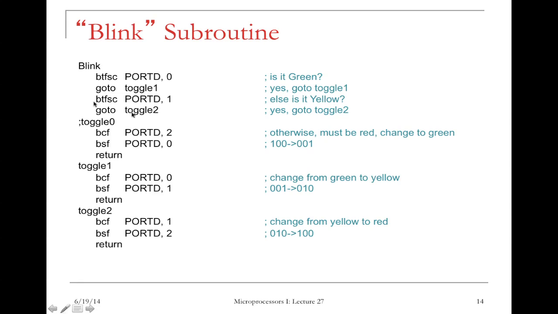And if that's the case, we will go to toggle 2, which will essentially change from yellow to red, and then we return. In toggle 0, that's the case. When we have a red LED on, then we're going to change it to green. Okay? So this program here is an implementation of the flowchart we have on the previous slide. Do you have any questions?